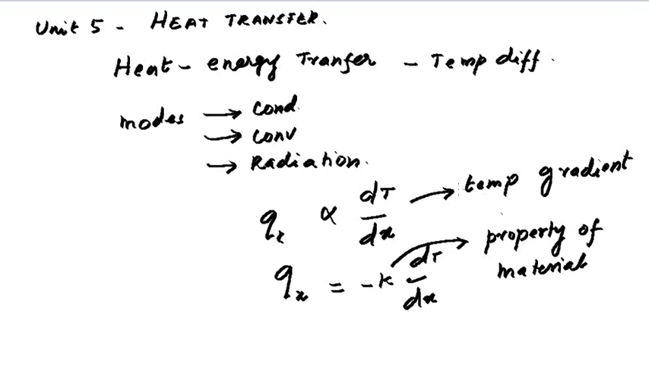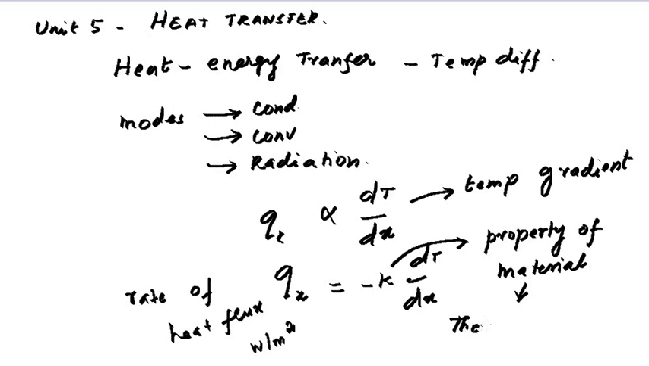Here Q is the rate of heat flux, which is in watts per meter square. And this property k is called thermal conductivity. Now with respect to the Fourier equation, we have Q is equal to minus k dT by dx.